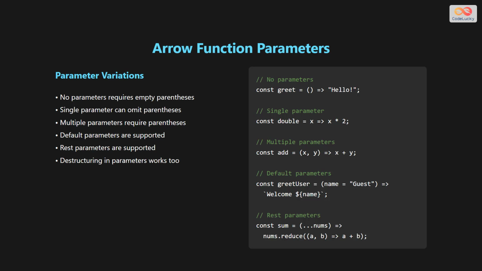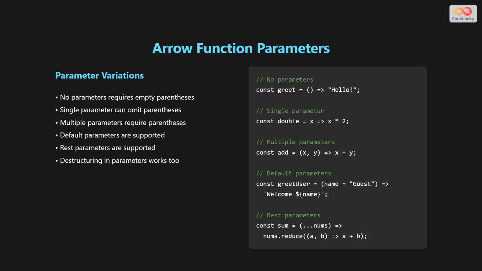Arrow functions offer flexibility in how they handle parameters. If there are no parameters, you must use empty parentheses. For a single parameter, you can omit the parentheses. When using multiple parameters, they must be enclosed in parentheses. Default parameters are also supported, allowing you to set fallback values. Rest parameters, indicated by 3 dots, let you pass a variable number of arguments. Lastly, destructuring in parameters works as well, enabling you to extract values directly from objects or arrays.